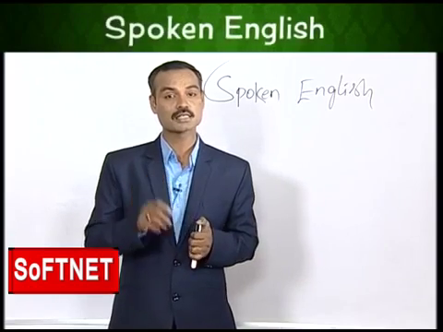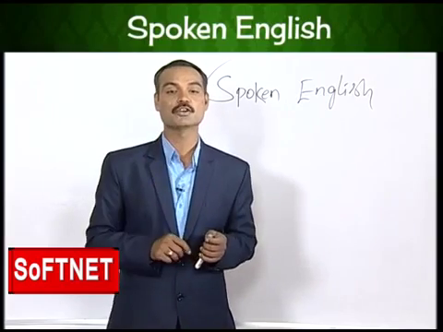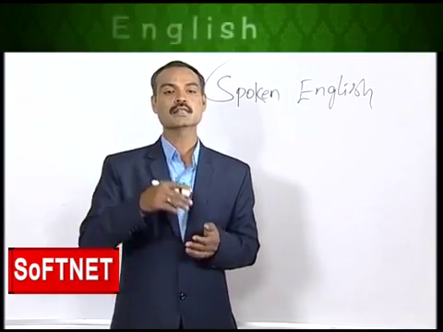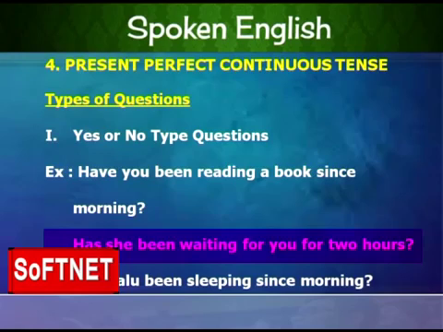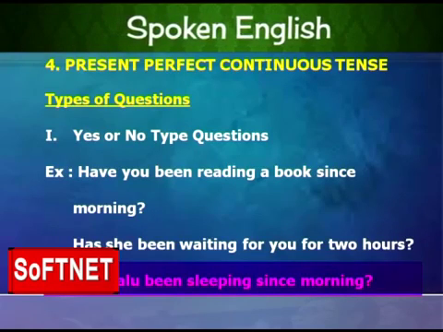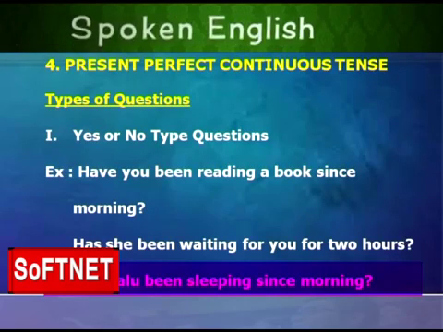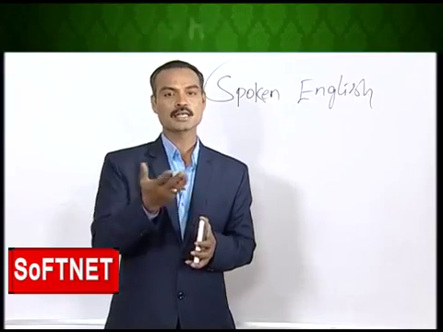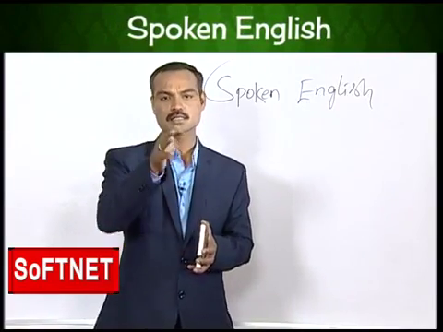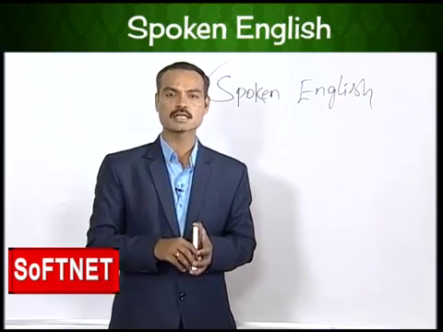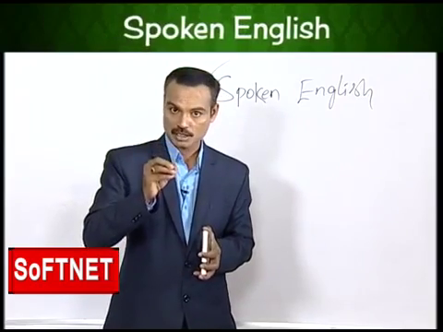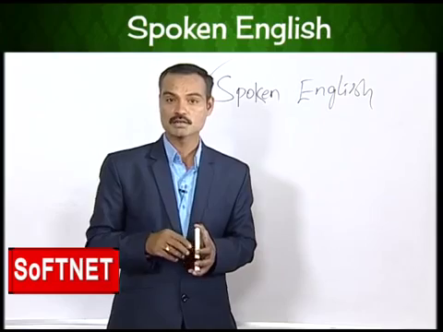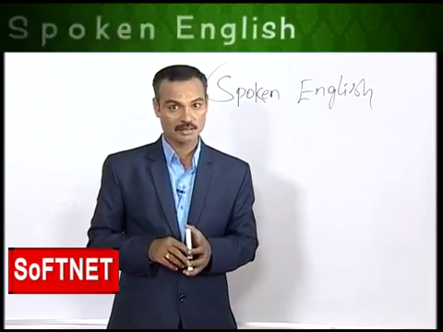How should we start yes or no type question? With helping verbs. Okay, next, has she been waiting for you for 2 hours? Has she been waiting for you? See, next, for example, Balu or Balakoti, any name. For example, has Balu been sleeping since morning? Okay, any example you can take. You can change the sentence with the same subject. Has Balu or Balakoti been learning spoken English for 1 month or for 2 months in Hyderabad?